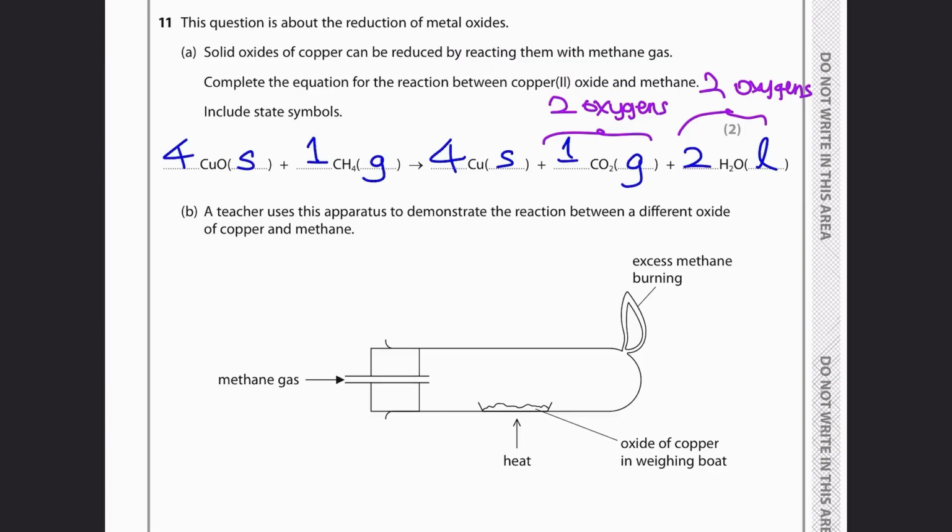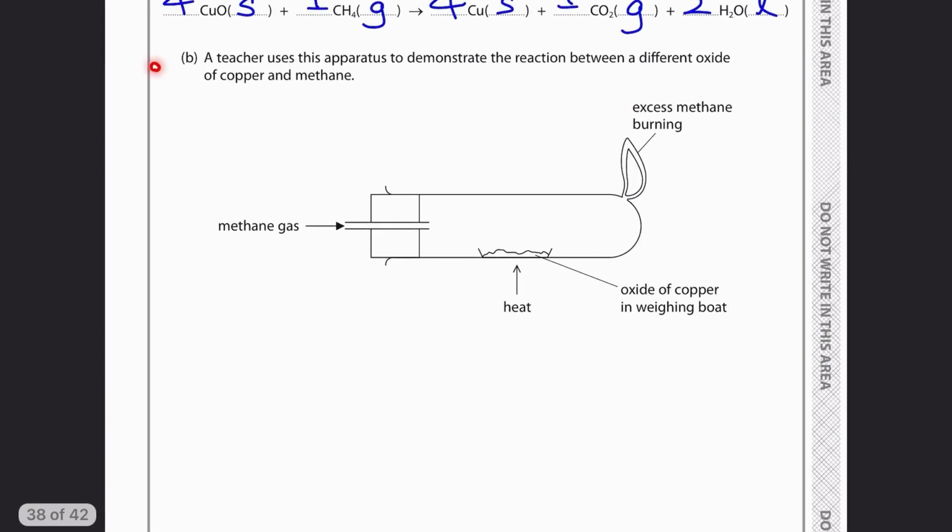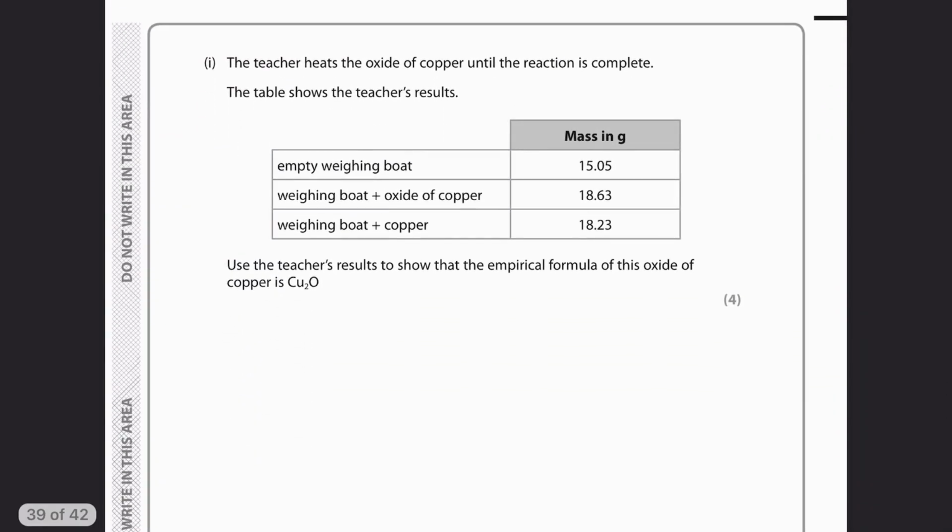Okay. Then it says the teacher uses this apparatus to demonstrate the reaction between a different oxide of copper and methane. So this is an oxide of copper right here, and they're going to pump methane gas through here so that there's some sort of reaction. And it says the teacher heats the oxide of copper until the reaction is complete. The table shows the teacher's results. Use the teacher's results to show that the empirical formula of this oxide of copper is Cu2O. Right. So typical question on calculating empirical formula.